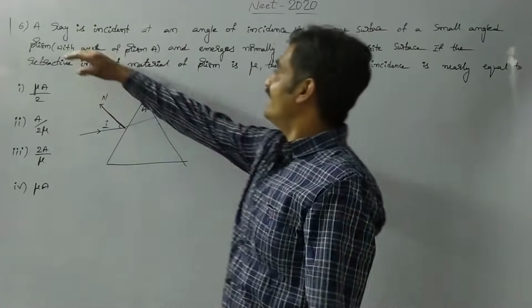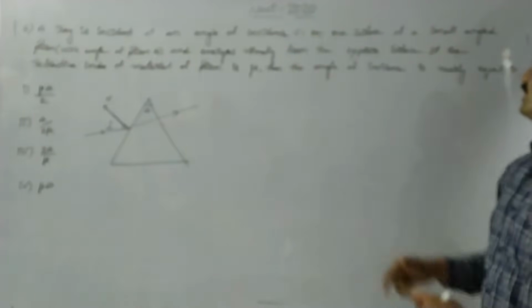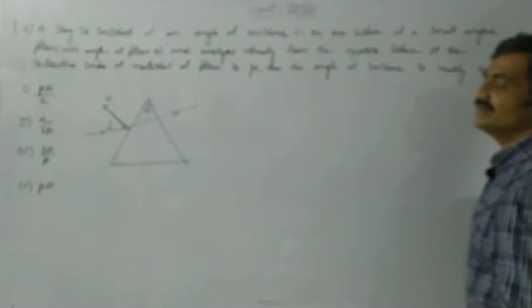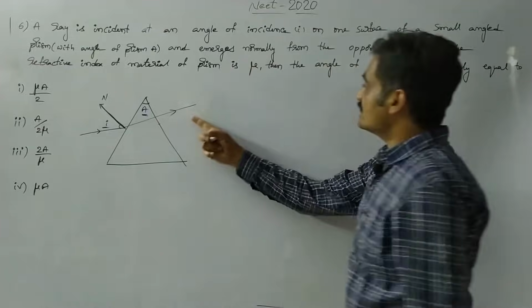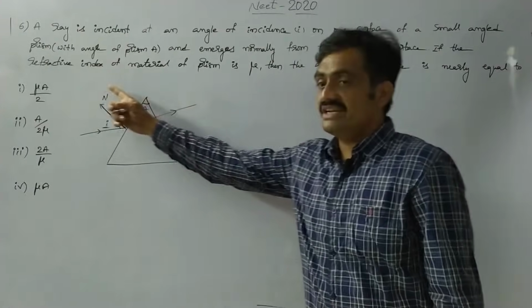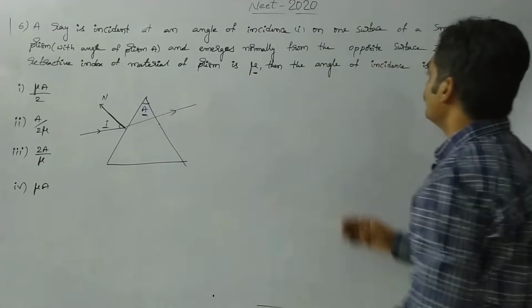The next question is: a ray is incident at an angle of incidence I on the surface of a small angled prism, where the angle of the prism is A, and emerges normally from the opposite surface. If the refractive index of the material of the prism is mu, then we have to find the angle of incidence in terms of refractive index and angle of the prism.